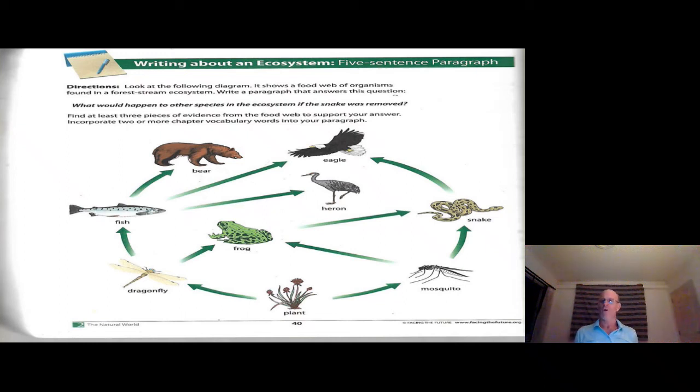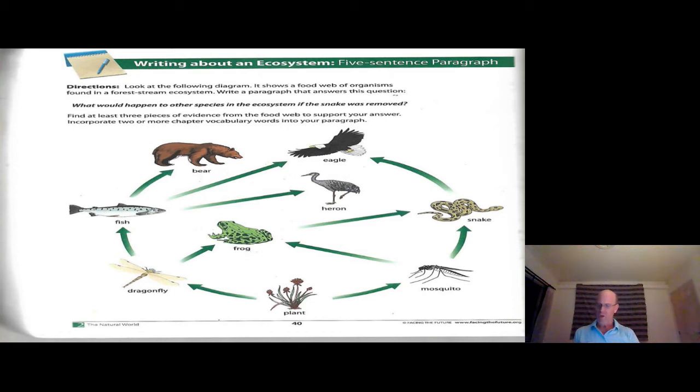Okay, for our last activity of the chapter, we're going to be doing a writing activity. I'm going to ask you to write a paragraph, a 5-sentence paragraph. This is kind of a standard paragraph structure, which means that you'll write a topic sentence, 3 sentences with supporting details, and a closing sentence or conclusion.